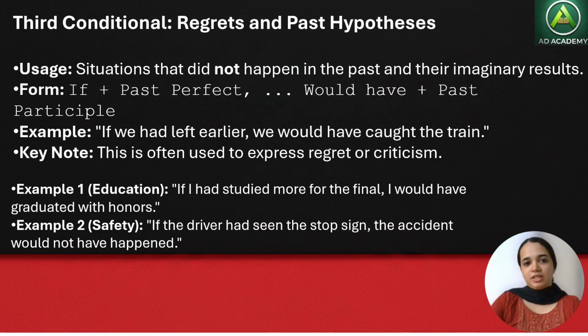Next, the third conditional, which is about regrets and past hypotheses. So situations that did not happen in the past and their imaginary result. We all are like experts in imagining. So if plus past perfect, that is had plus V3, and you can use would have plus past participle, otherwise V3, in the independent part. So if we had left earlier, we would have caught the train.